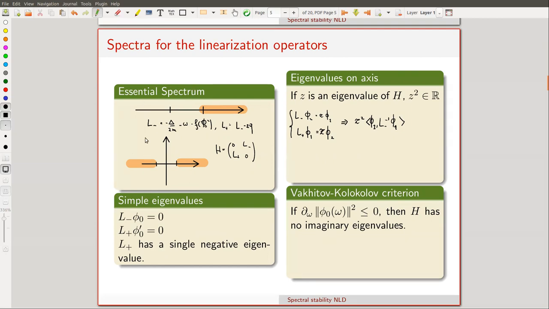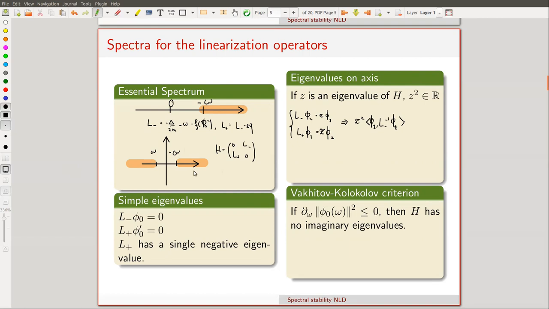So a first thing that you can look at in these operators, L plus and L minus, is that their essential spectrum comes from minus the Laplacian minus omega, which was negative. So it's something that starts here at minus omega and is above 0. And L plus has the same essential spectrum, because the difference is only something that is decaying. So the spectrum of H, if we group them in this block form, will have plus the essential spectrum and minus the essential spectrum. So you will have something that goes from minus infinity to omega, and from minus omega to plus infinity.